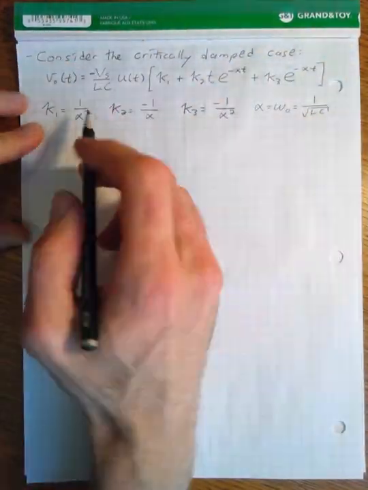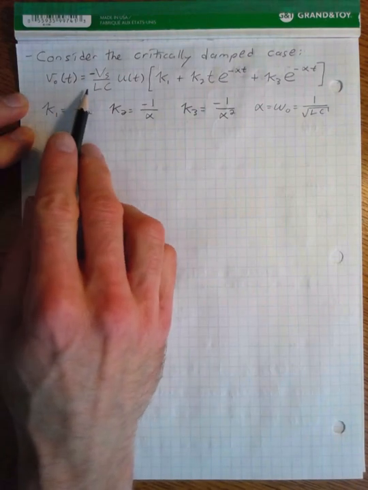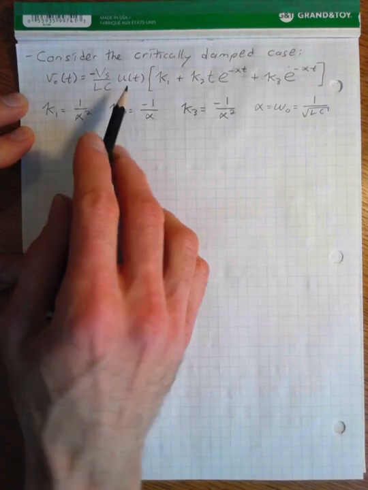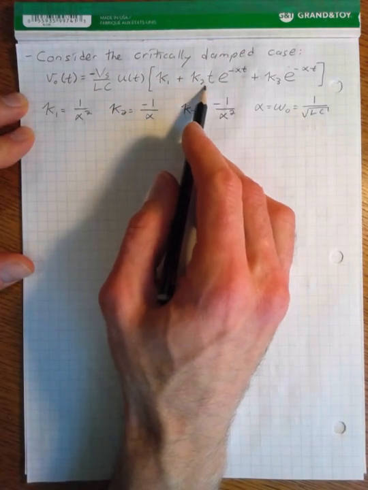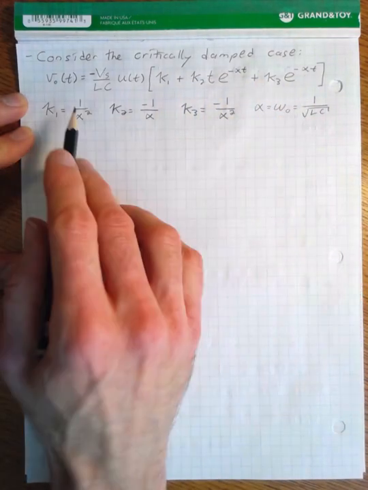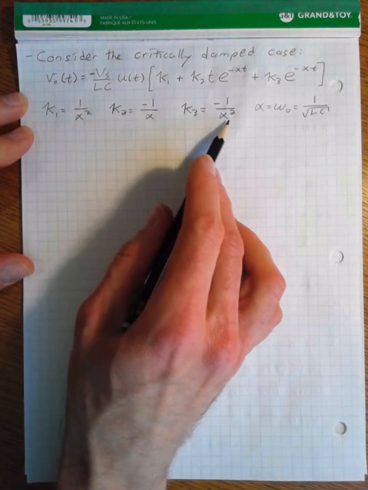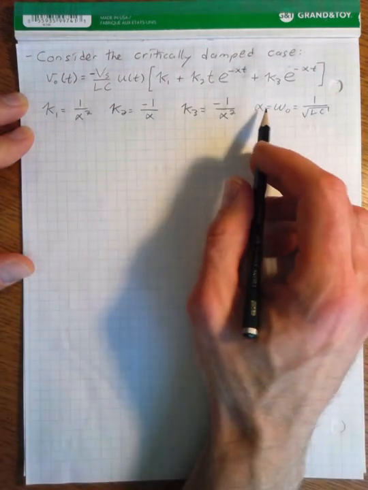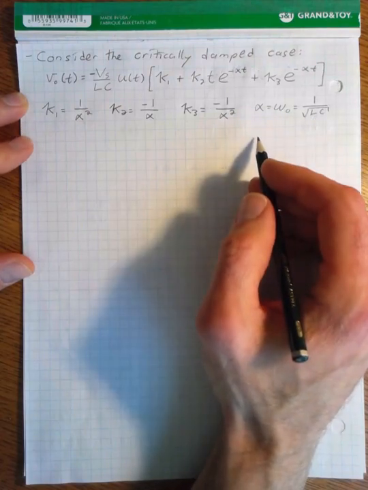Okay, so let's try this idea out for the critically damped case. These are just the equations from the previous module, nothing new here. This is the time domain response for the critically damped case. We've got a constant term, an exponential multiplied by time, and a regular exponential. This is K1, K2, and K3, the expressions that we solved for. And we know that alpha and omega naught are equal, and they're equal to 1 over root LC.